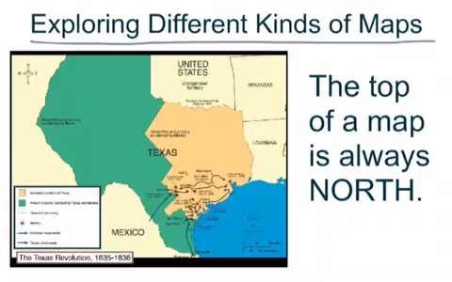First and foremost, the most important thing is the top of the map is always facing north. The top of the map is always facing north. Now, the top of the map will never be south, east, or west. It will always be facing north, as you can see in this Texas map here. Here's where it says it's pointing up.